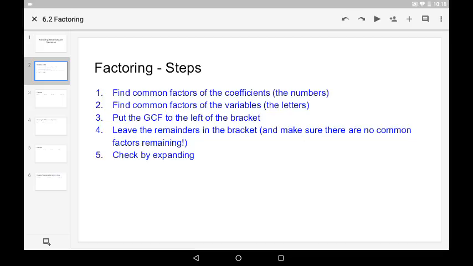So you take the greatest common factor of whatever the terms are, and you put it to the left of the bracket, and you leave the remaining terms inside the brackets. Double check to make sure there's no common factors remaining inside your brackets that need to be removed, and then you're done. You would check to make sure that you did it correctly by multiplying it out or by expanding, which is what we learned yesterday. So let's do some examples to kind of clarify what all of this means.